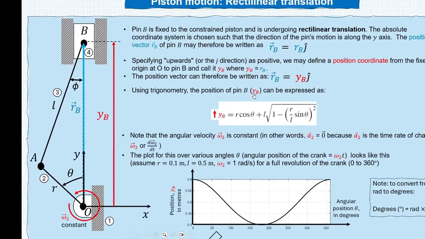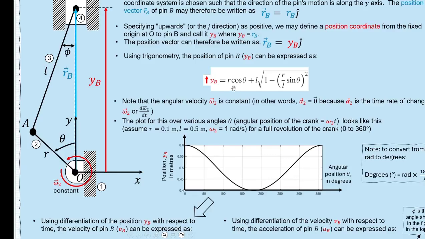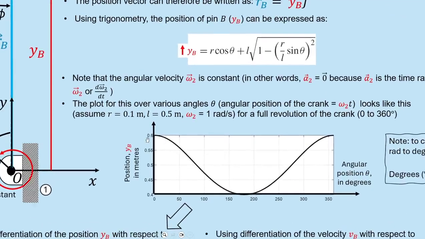In other words, what is the distance of the slider with respect to the origin for various input crank angles or theta shown over here. R is the length of the crank, L is the length of the connecting rod, and again theta is the input crank angle shown over here. If we had to insert various values and we plot this position coordinate of the slider with respect to the input crank angle, we end up with the following graph.